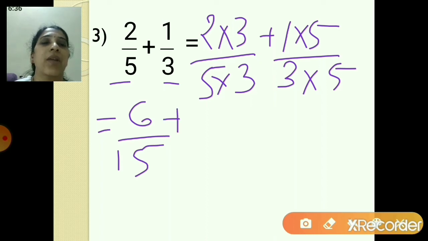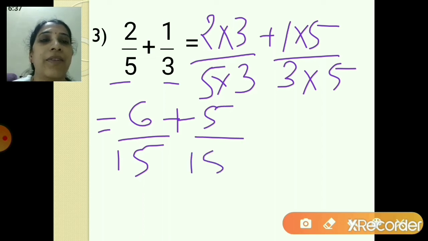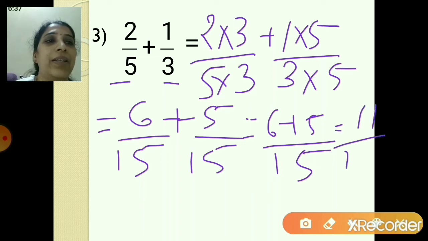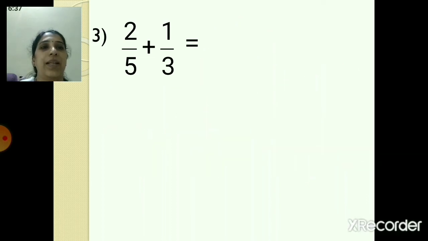So plus, what is 1 5s are? 1 5s are 5. And what is 3 5s are? Again 15. So you will keep the common denominator 15 and write 6 plus 5. So what is 6 plus 5? 6 plus 5 is 11 upon 15. So you got the answer as 11 upon 15. Let's move to the next one.